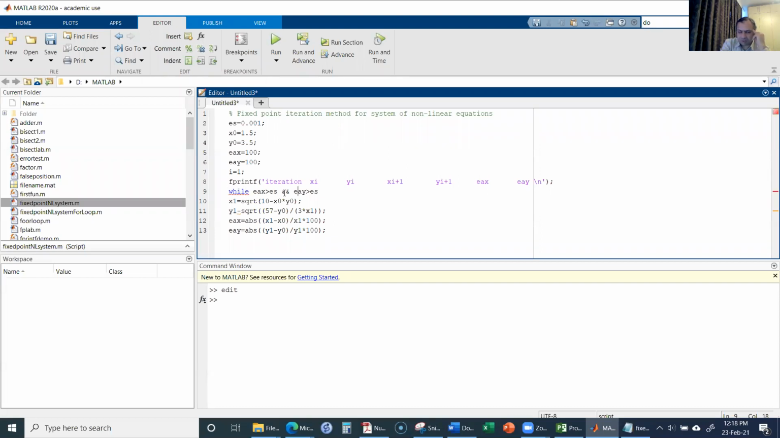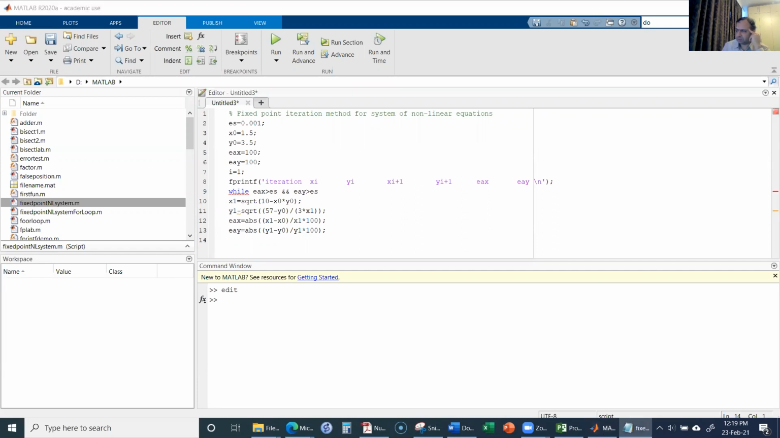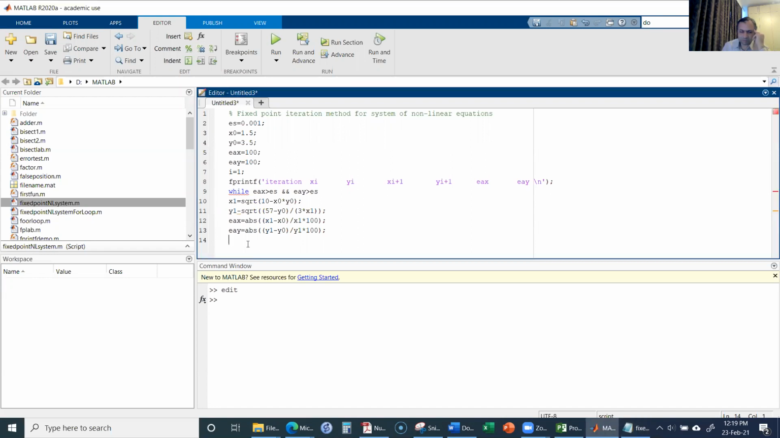And then from here the while loop will start, and in the while loop these commands will be run. When these commands are run, I will need to print out these values, the answers which I have calculated. So for the printing out of these values, I will put this command, fprintf.